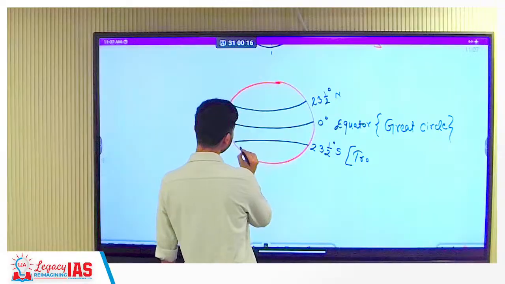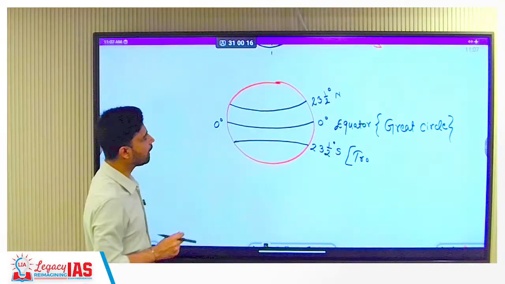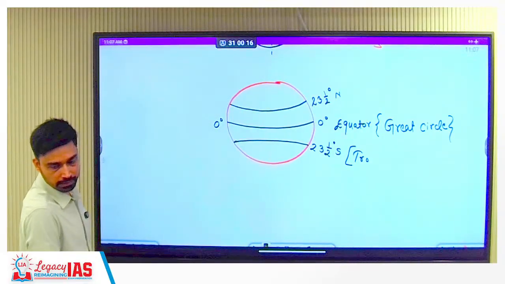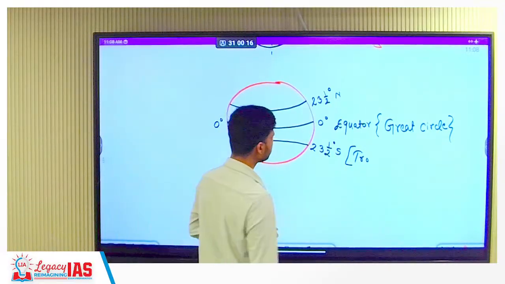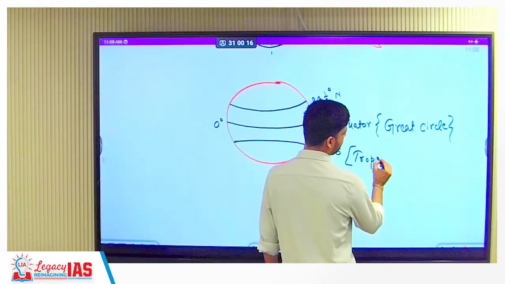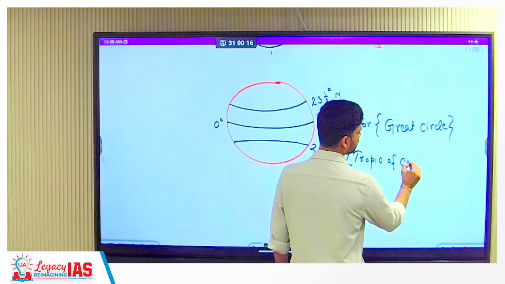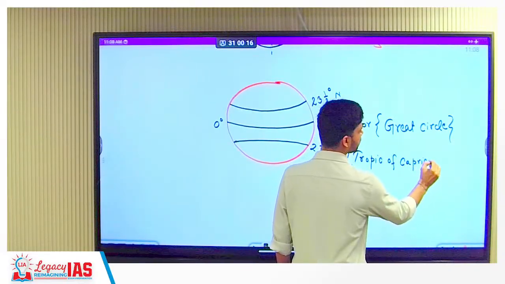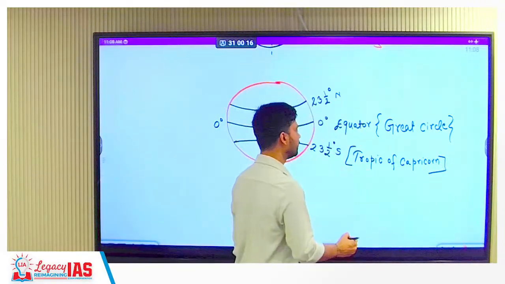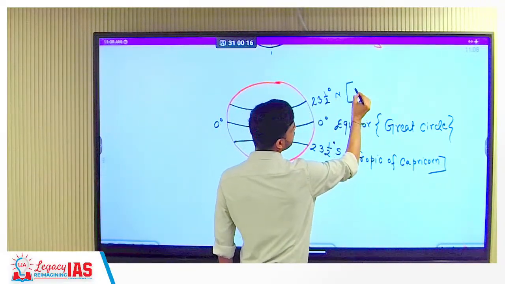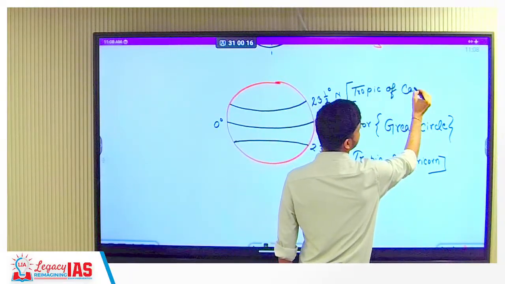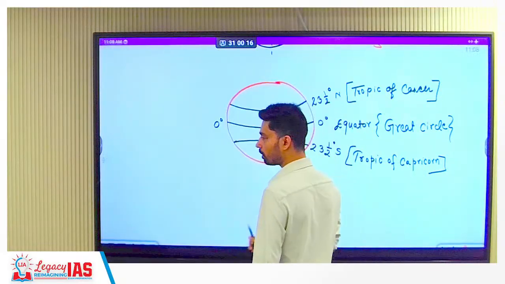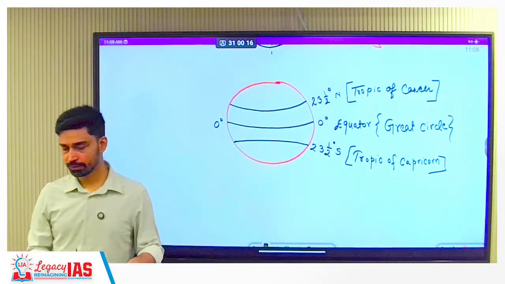Other important latitudes are at the angle of 23.5 degrees, both in the north and in the south. 23.5 degrees north, 23.5 degrees south. What is the 23.5 degrees south line referred to as? Tropic of Capricorn. In the south, it is referred to as the Tropic of Capricorn. 23.5 degrees north, what do you call it? Tropic of Cancer. The Tropic of Capricorn, Tropic of Cancer.